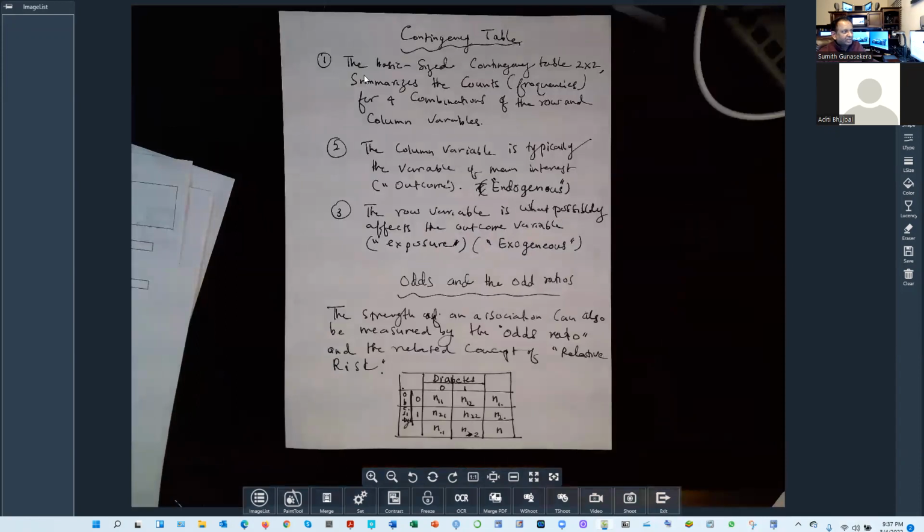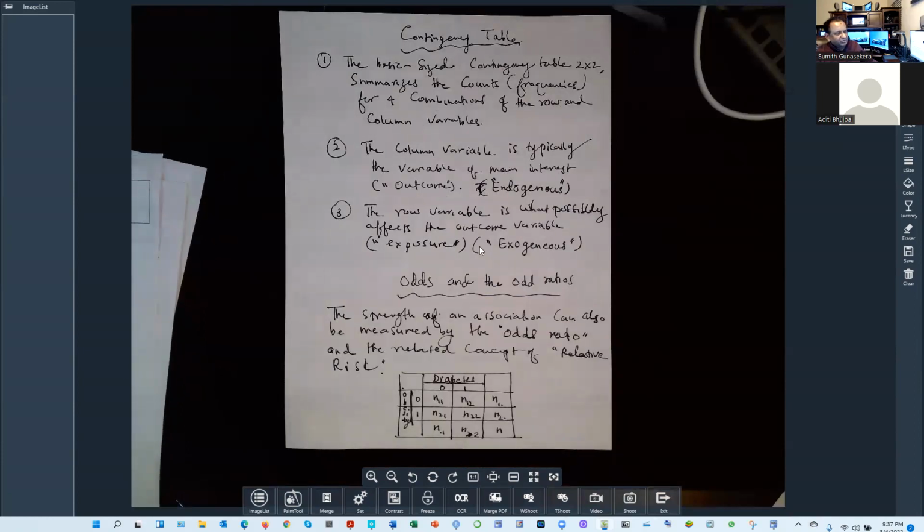The basic contingency table is 2x2. It summarizes the counts, frequencies for combinations of the row and column variable. The column variable is typically the variable of main interest, the outcome or endogenous variable. The row variable is basically the exposure.